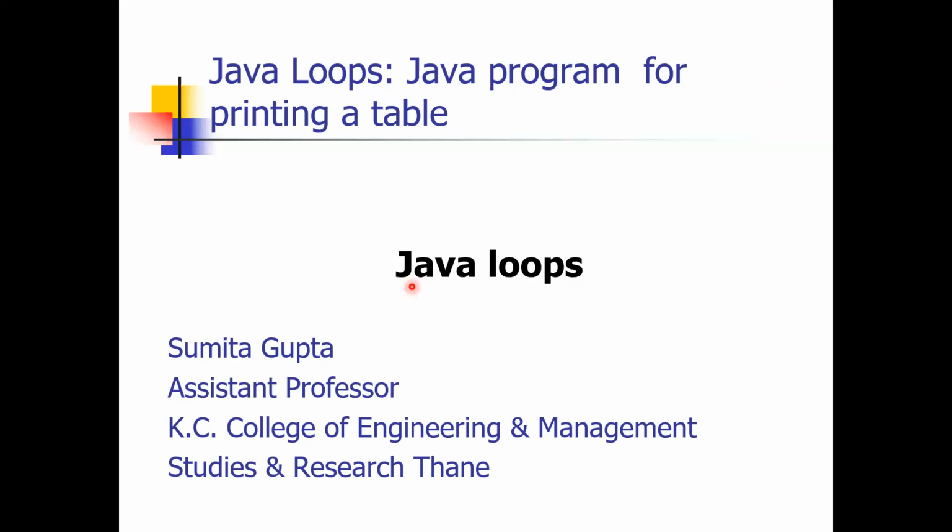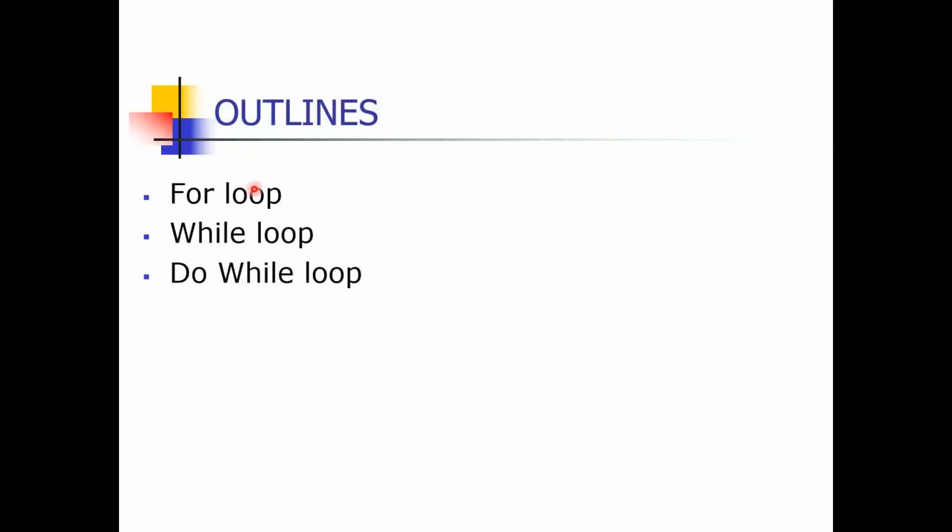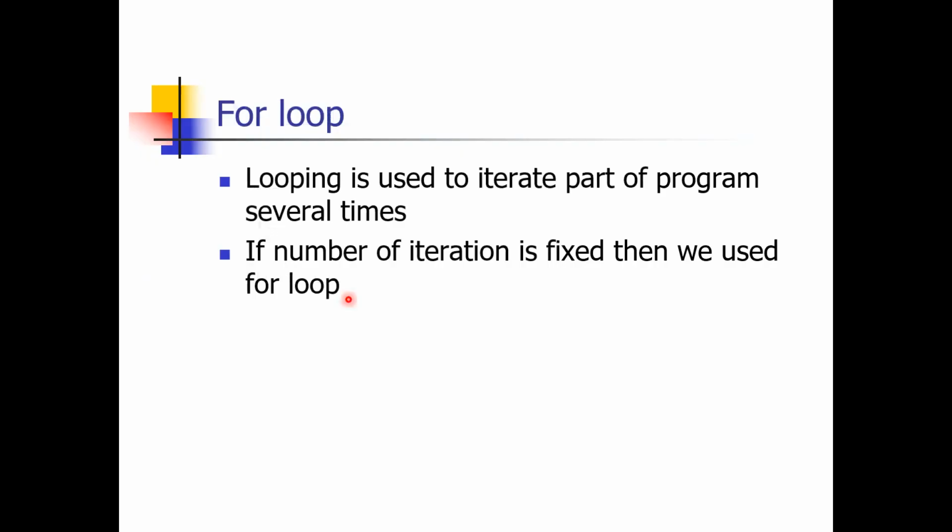Today we will learn the concept of Java loops and we'll see the program of Java for printing a table. So let's start now. These are the loops: for loop, while loop, do while loop. First, we will see the syntax and meaning of these loops. Then we will do the example with Eclipse.